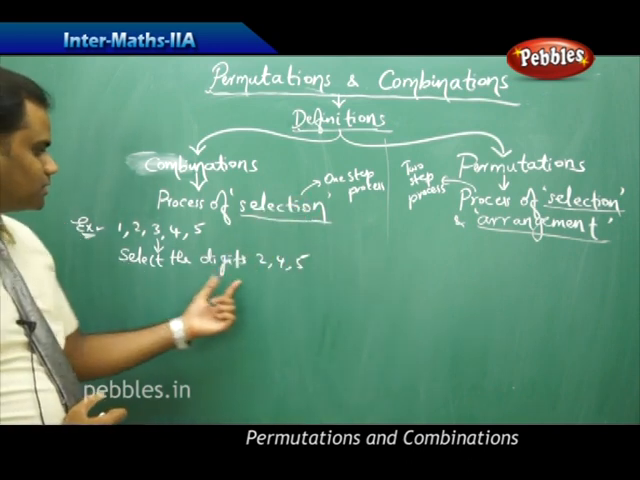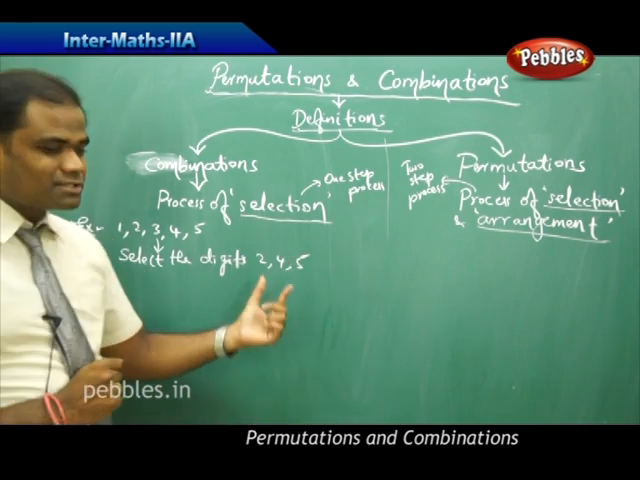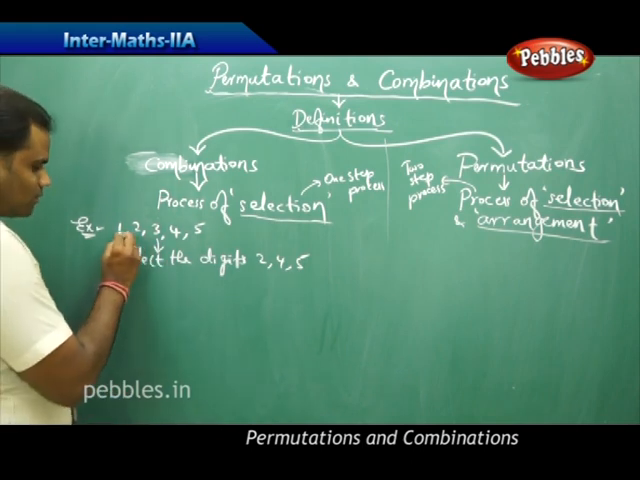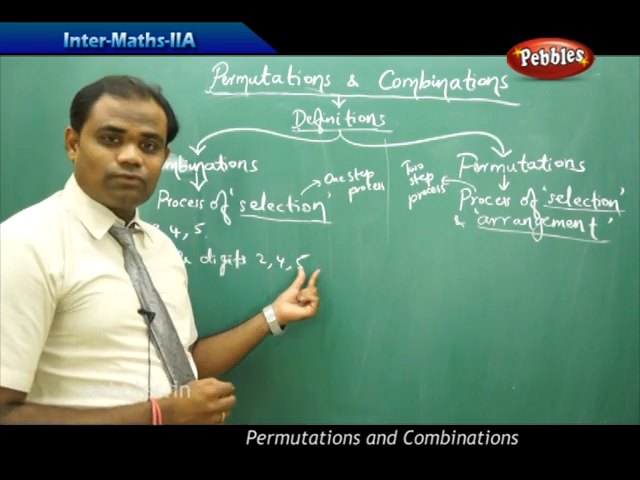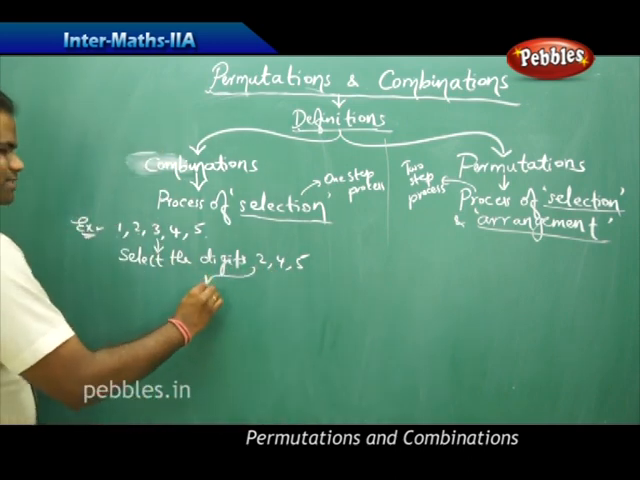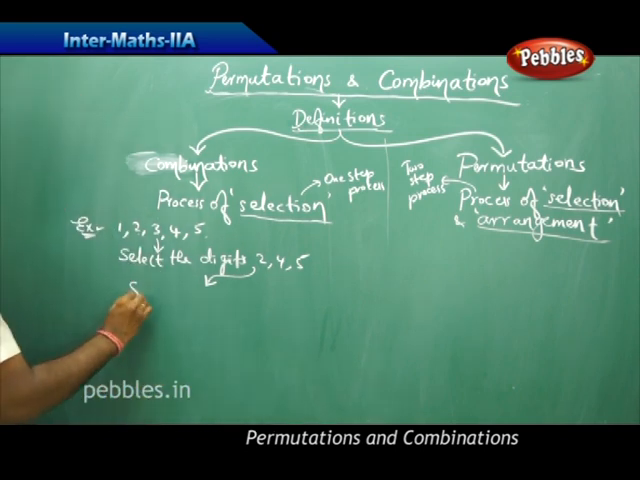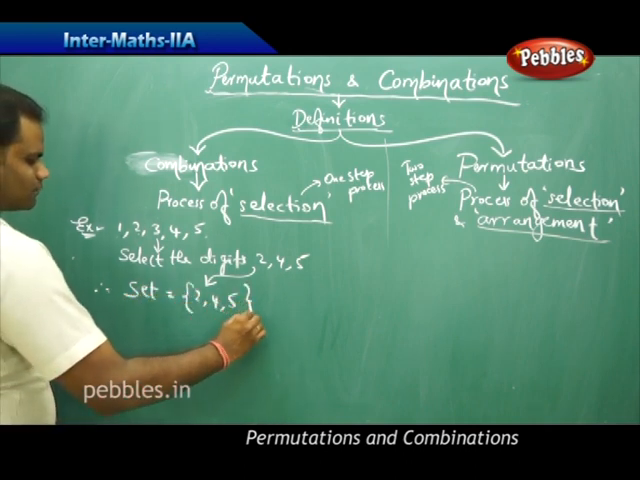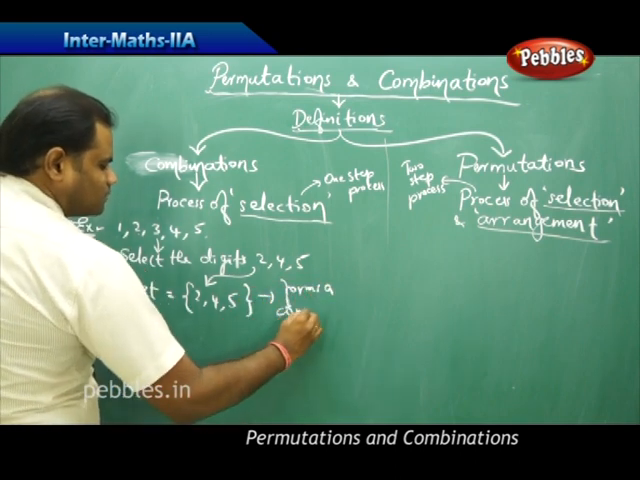Now when I select the digits 2, 4 and 5, the set of all the digits which are selected forms a combination. Say for example, in this case of the numbers 1, 2, 3, 4 and 5, the digits which are selected are 2, 4 and 5. Therefore, these 3 under the set form a combination. That implies the set 2, 4, 5 forms a combination.